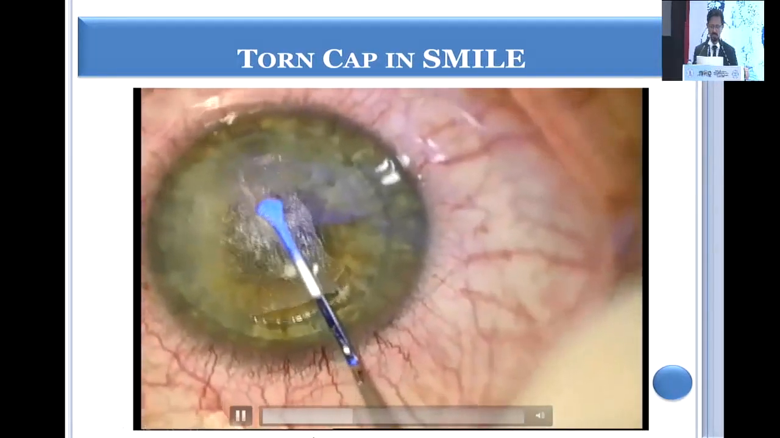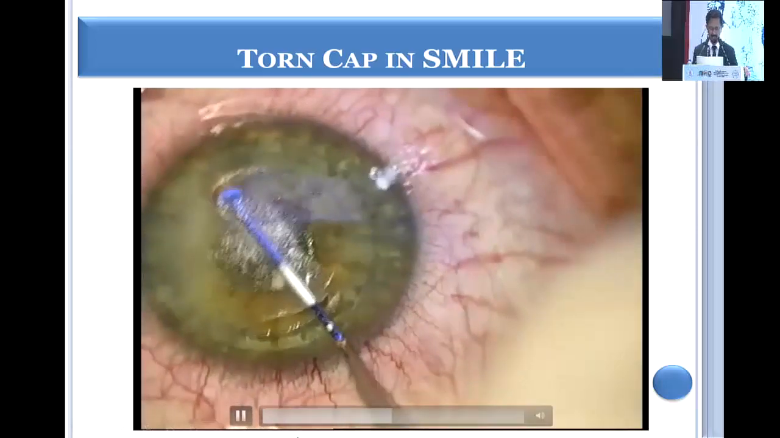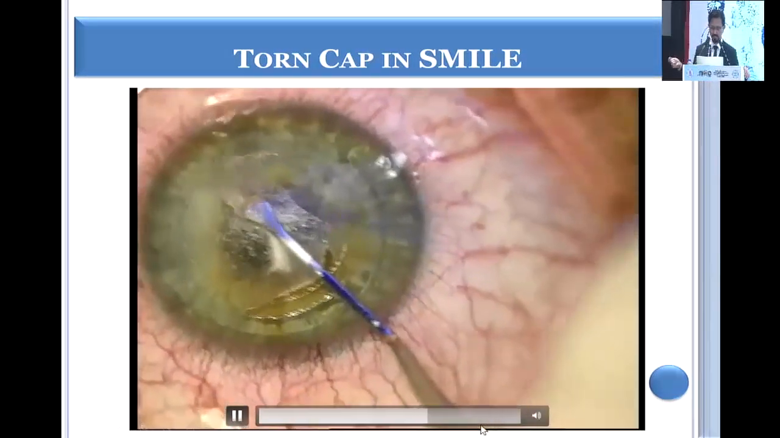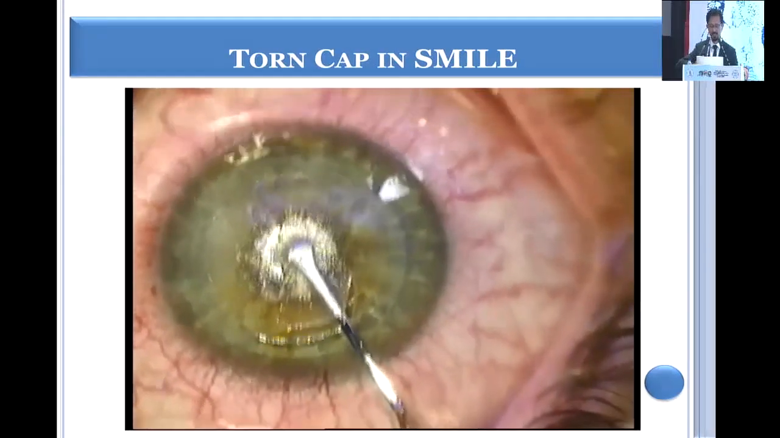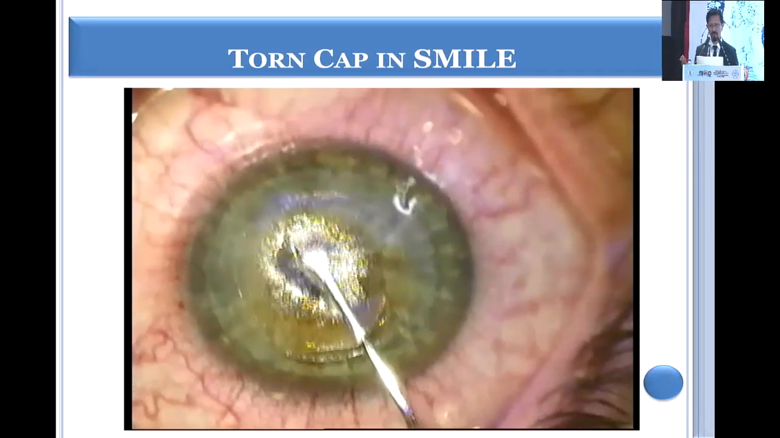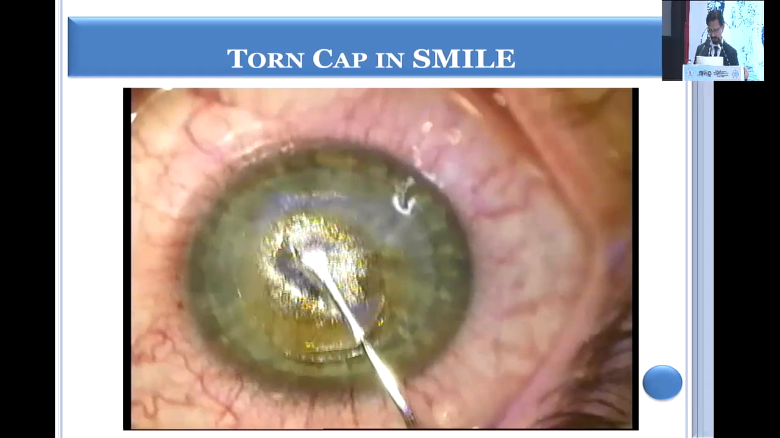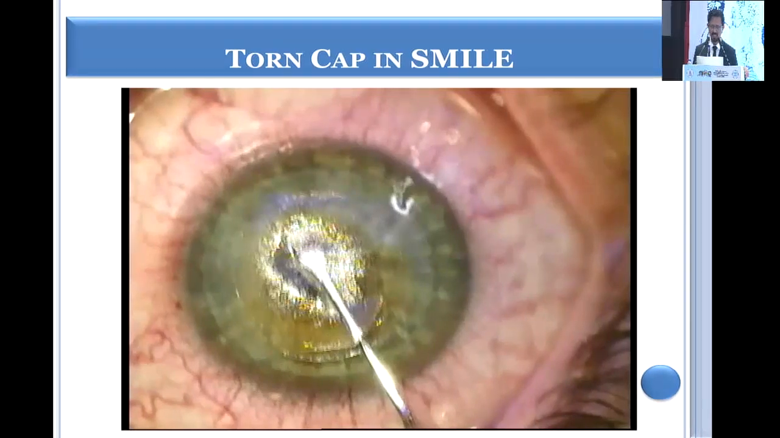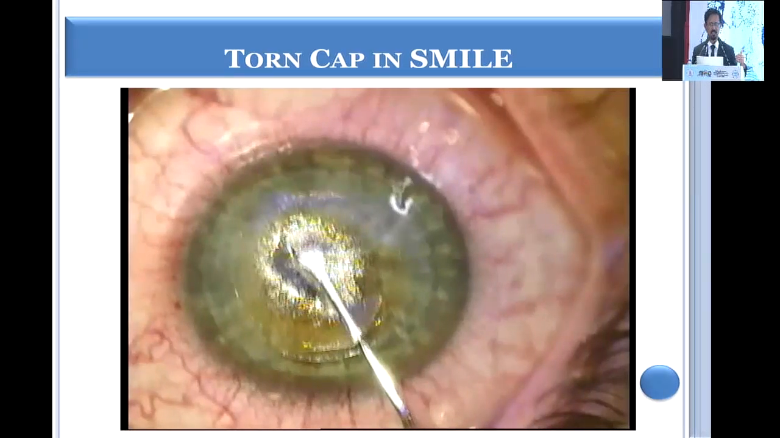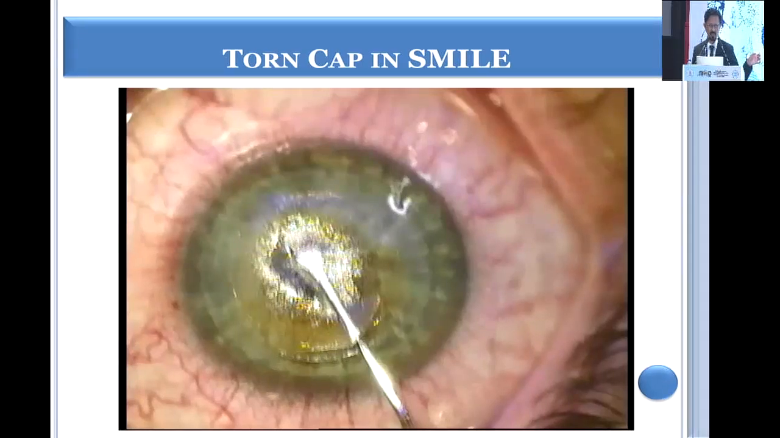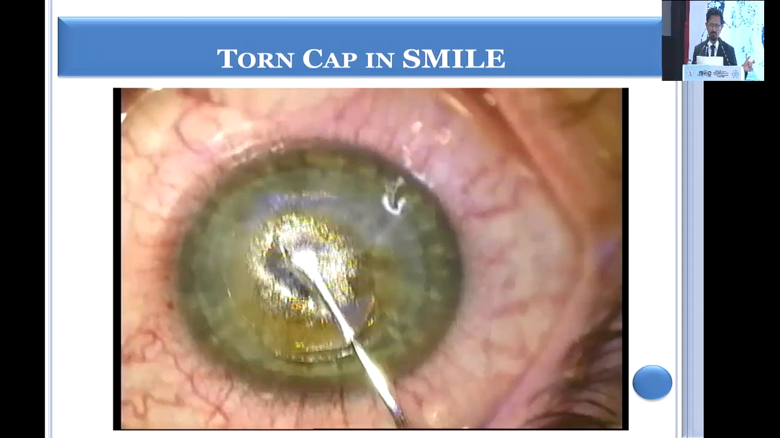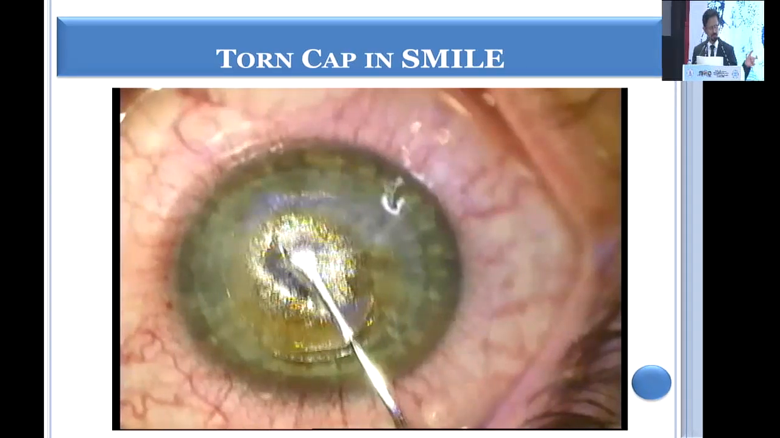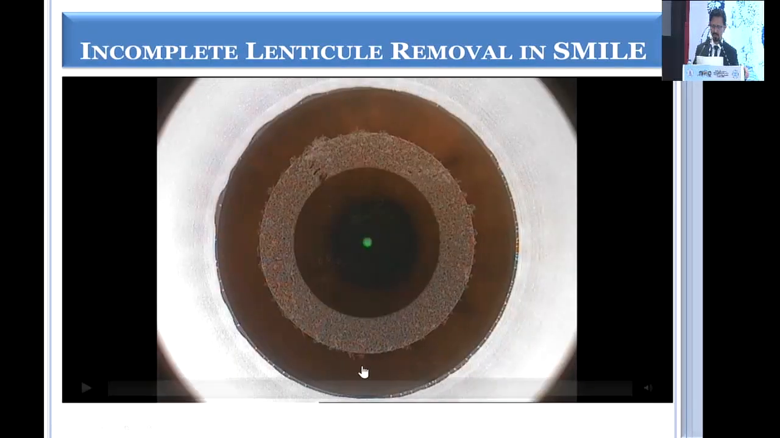Once again, because of the manipulation while removing, either while doing your dissection of the lenticule from top or from behind, or when you're removing it. So you have to be a little careful in these, and during initial learning curve, it's better to make a slightly larger incision in the cap, nearly 4 millimeter. So we used to do it with 4 millimeter earlier, now we do it with 2 millimeters. So with experience, you can do that.